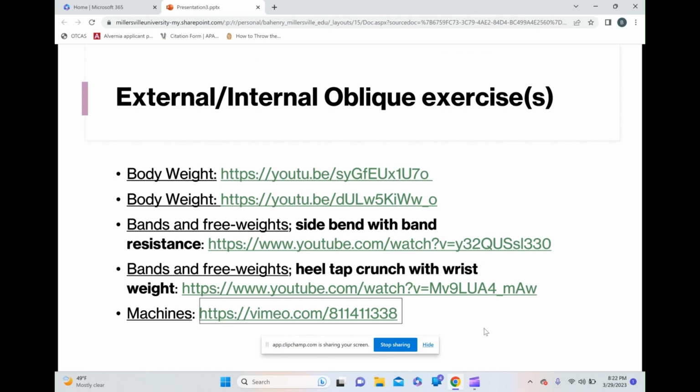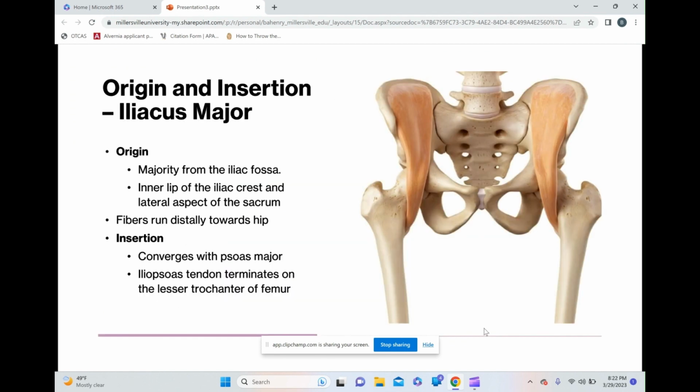Next, let us move on to the pelvic muscles. The iliacus major is located in the pelvic region and it connects the pelvis to the femur bone. The iliacus major has 2 points of origin, one being the iliac fossa, which is a large, rounded surface of the pelvic bone, and the second point of origin is at the iliac crest, which is the bone that you feel when you put your hand on your hip.